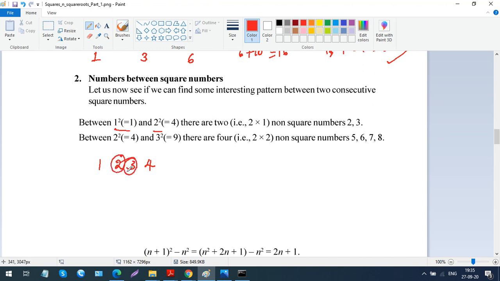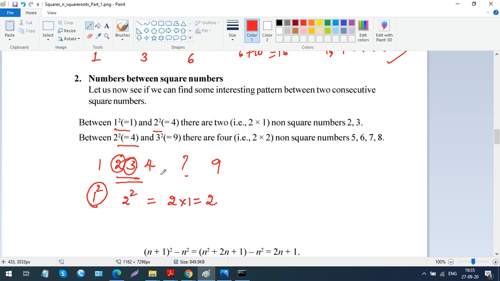So if they ask you the number of non-square numbers between two consecutive square numbers, that is 1 and 4, or let's say 4 and 9, there is a pattern we follow over here also. Between 1 and 4, I can write 1 as 1 square and 4 as 2 square, right? So I will take the smallest among these, 1 is the smaller, so I will have 2 into 1 numbers. That is 2 numbers. See, I got 2 numbers now.